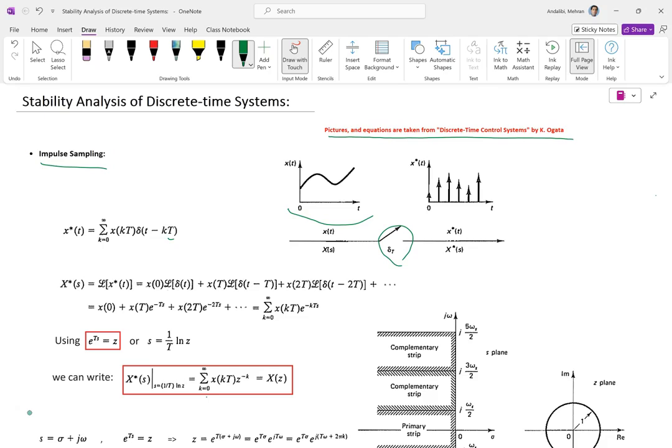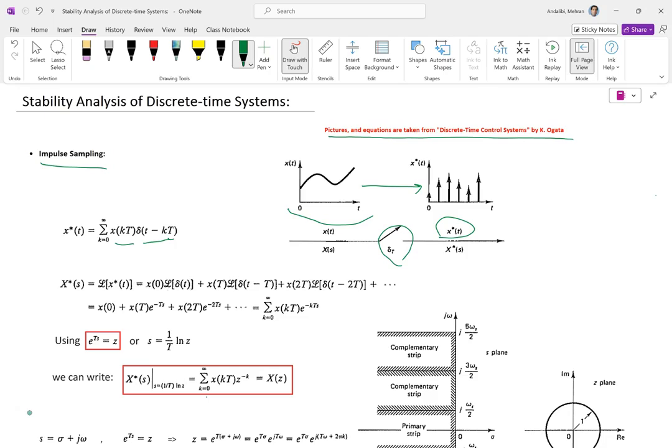So this analog signal on the left will be converted to this digital signal on the right, and as I said, the time between these samples is called sample time, or T. So you can say that the sampled signal, which you can show by x star t, is the summation, k goes from 0 to infinity, of x of kT times delta of t minus kT. And this delta is the impulse function, okay?